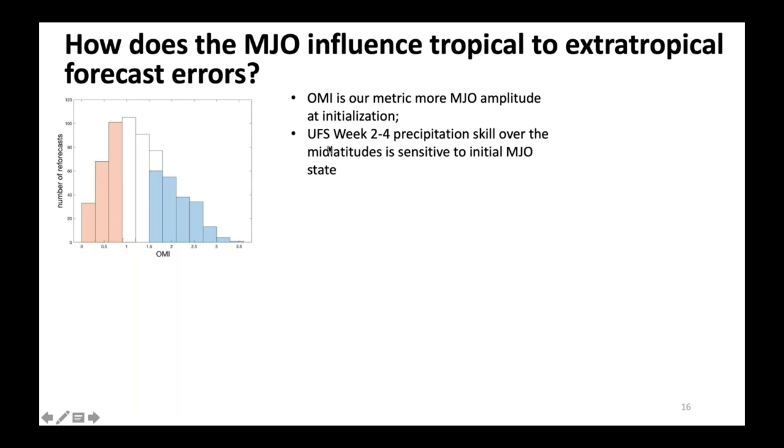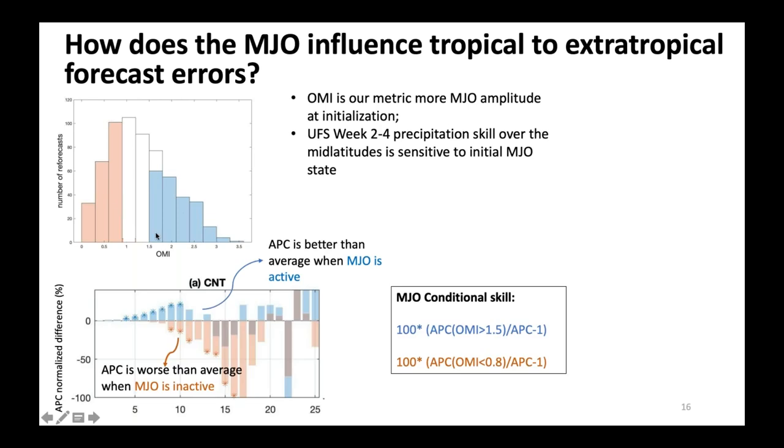precipitation skill over mid-latitudes. To look at that, we have conditioned the anomaly pattern correlations between the cases where the MJO was active at initial time versus weak. The active case is in blue, the weak case in orange. And what you're looking at here at the bottom is the relative skill in the free forecast, or the control, which shows that when the MJO is active, you tend to have better skill at week 2 over the Western United States. And you tend to have much worse skill at weeks 2 and 3 when the MJO is weak.